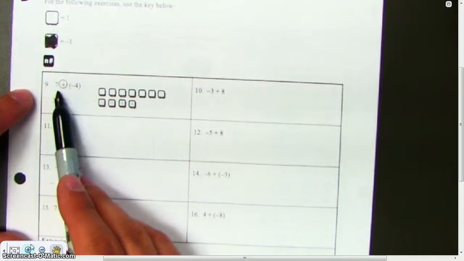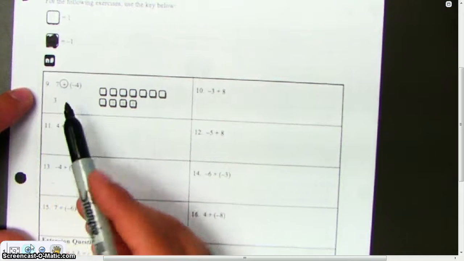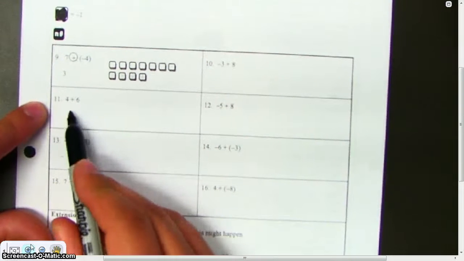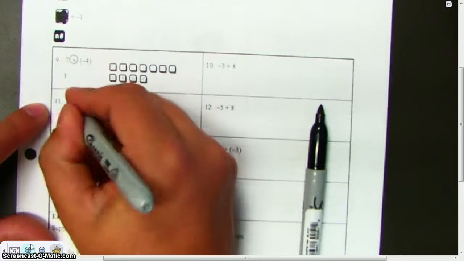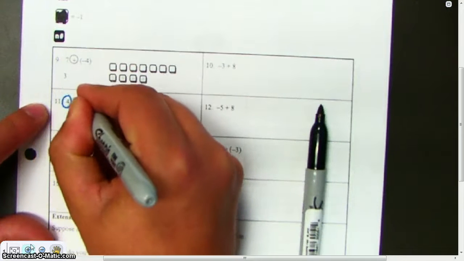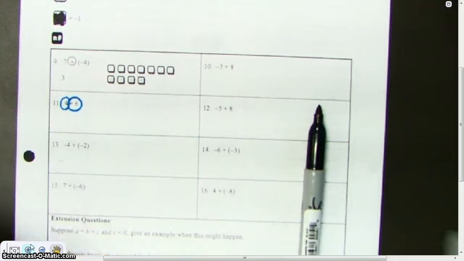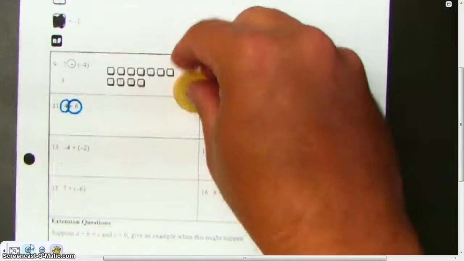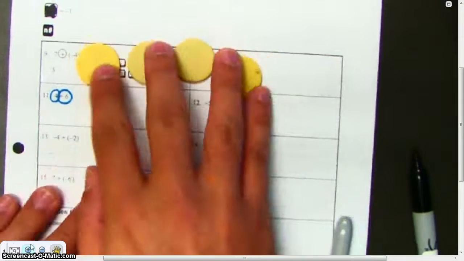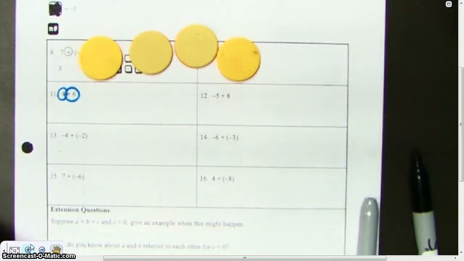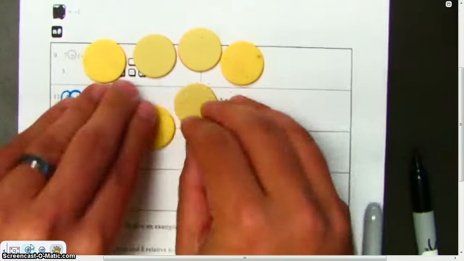So if we look at this example, let's just get that example. We'll go to number 2. So we have 4 positives plus 6 negatives. So a +4, and I do like to circle our terms, +6. So let's go ahead and model that. 1, 2, 3, 4. Even though I know all of you can do 4 plus 6, you learned that a long time ago, it's good practice using the chips.